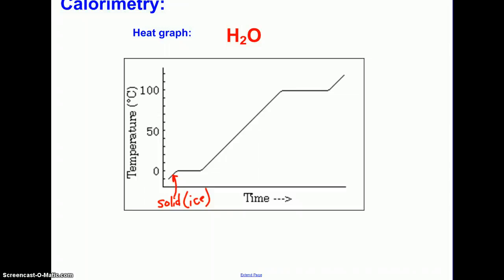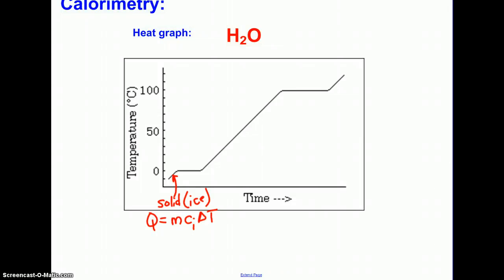How do we calculate the heat that is being added to the ice or lost by the ice, depending on if you're going up or down the heat graph? This would require Q equals mc delta T, where c is the specific heat of ice. So the mass of the ice, the specific heat of the ice, and the change in temperature. If you multiply those three, you get the heat that is either added or lost by the ice, depending on if you're warming it or cooling it.